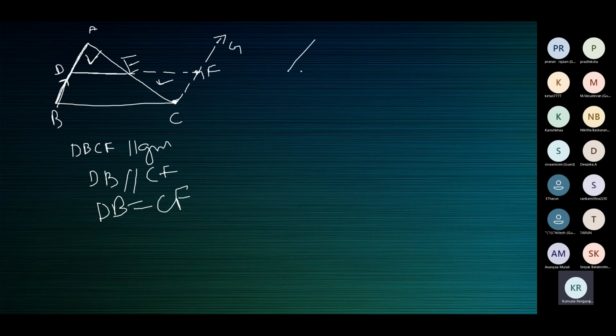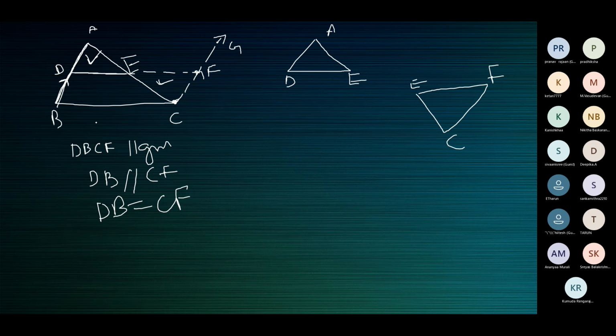See, we're taking up the triangles ADE and CEF. We're taking up these two triangles, ADE and CEF. We're going to show that they're congruent to each other. Why? To get this result, DB is equal to CF. But DB is not a part of any of these triangles. CF is the side of this triangle, but DB is not a part of either of these two triangles.